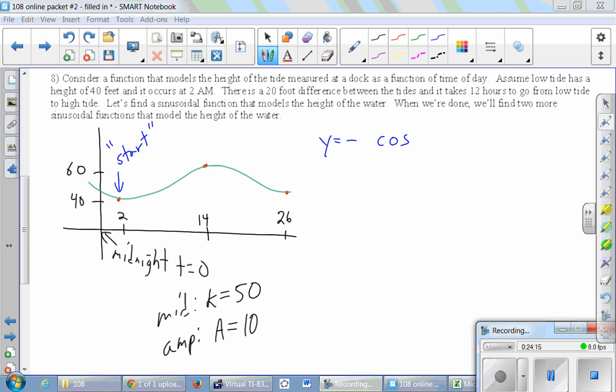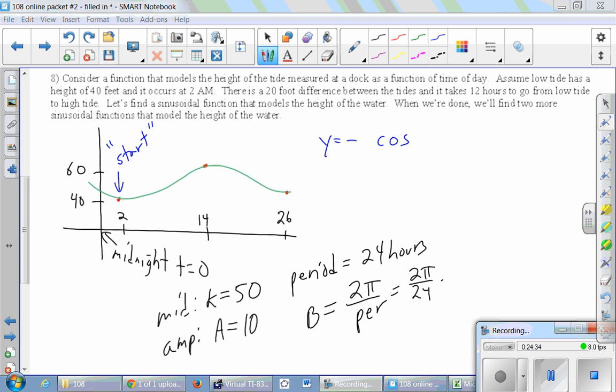And we also need to know, what else do we need to know? We need to know the period, which is 24 hours in this case, which means we can use our fancy formula to find B: 2 pi divided by period, 2 pi over 24, which reduces to pi over 12. So I think we're ready to fill in most of this right now.